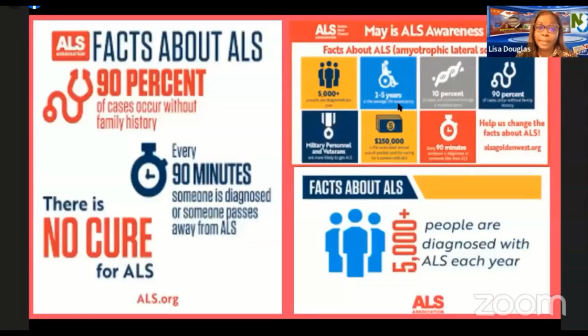Some facts about ALS: 90% of cases occur without family history. Every 90 minutes, someone is diagnosed or someone passes away from ALS. Thus far, there's no cure for ALS. Most people live 2 to 5 years once they're diagnosed.